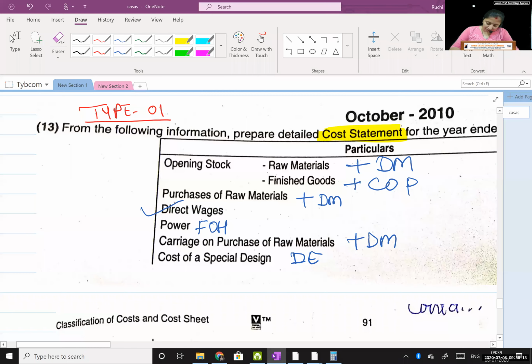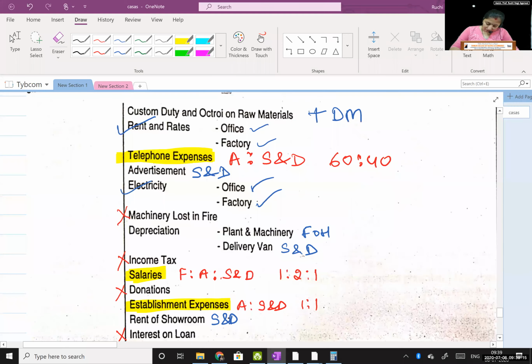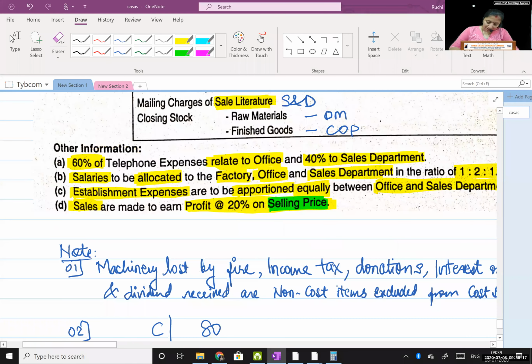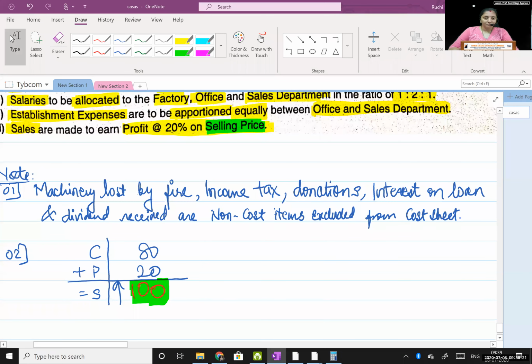And in this sum, question number 13, what is the base? Selling price is the base. So sales is 100. I'll go reverse. Upward arrow means reverse. Reverse means add will become minus, minus will become plus. It's the opposite. Okay. So 100 minus 20 is 80. Is the concept clear?